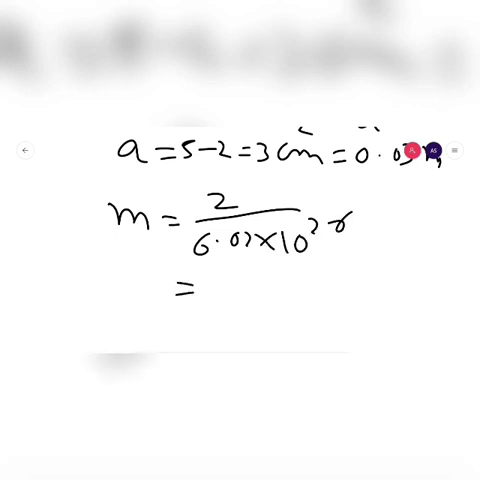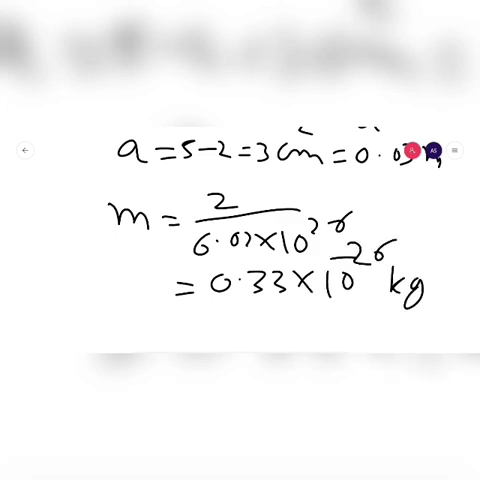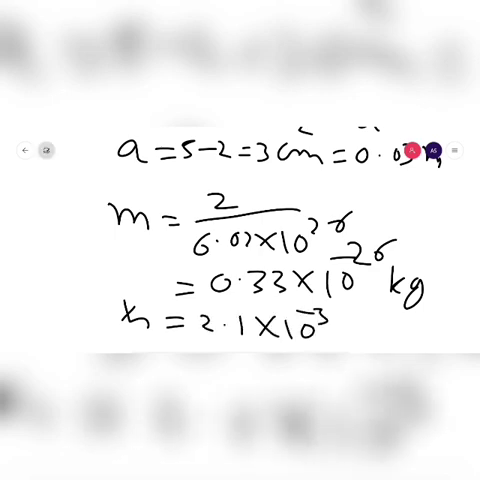hydrogen molecule. m is equal to 2 upon 6.02 × 10^26. You can write 0.33 × 10^-26 in kg, and you know the value of ħ is 2.1 × 10^-34 joule second.